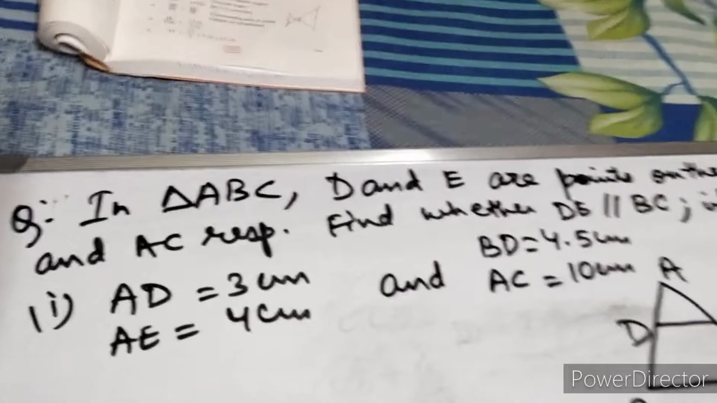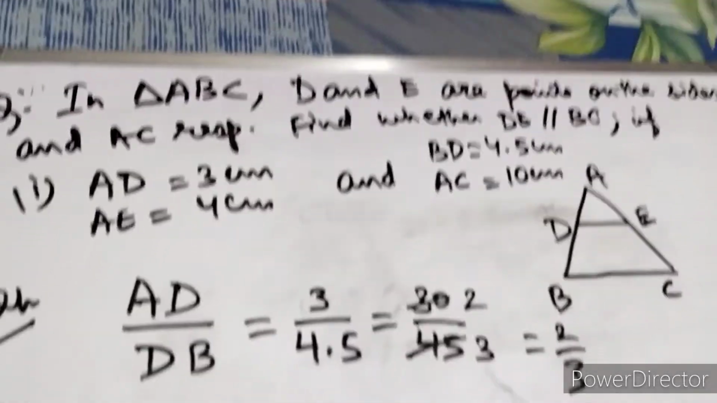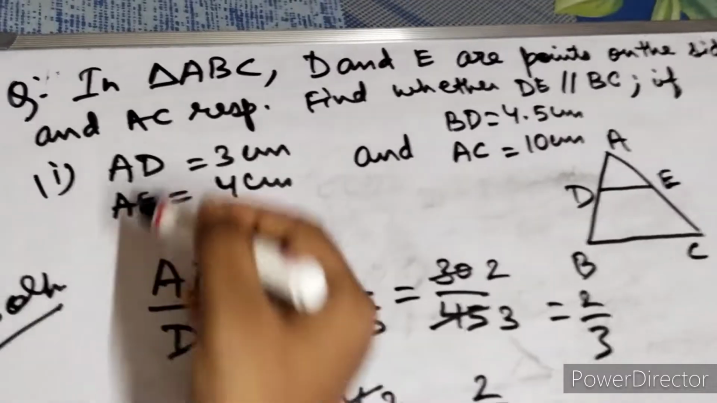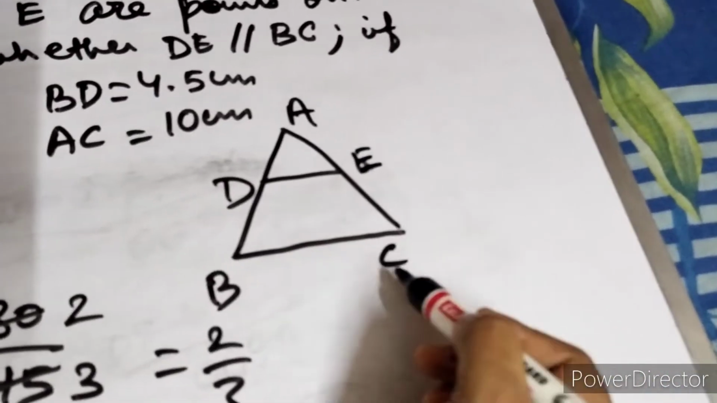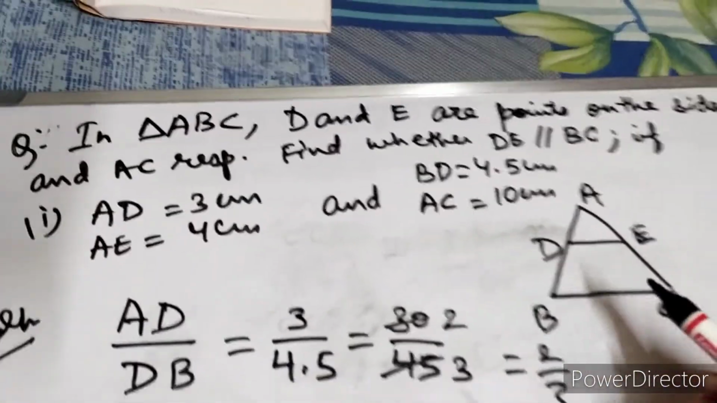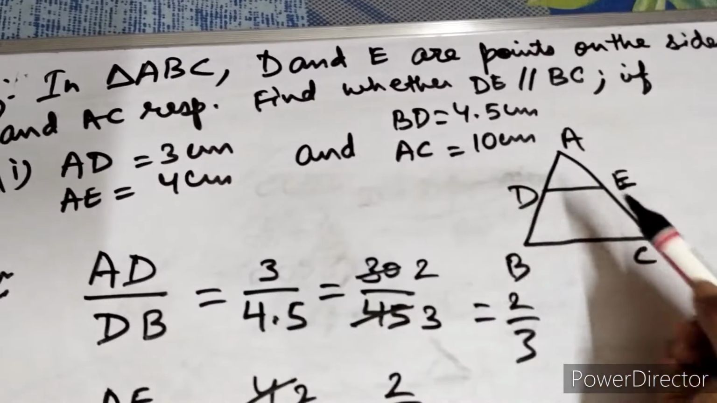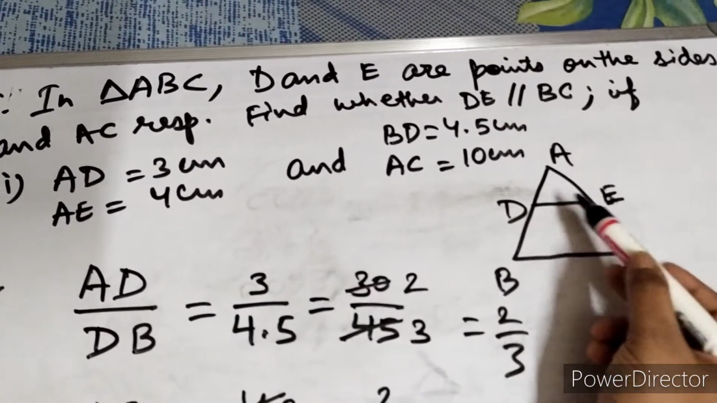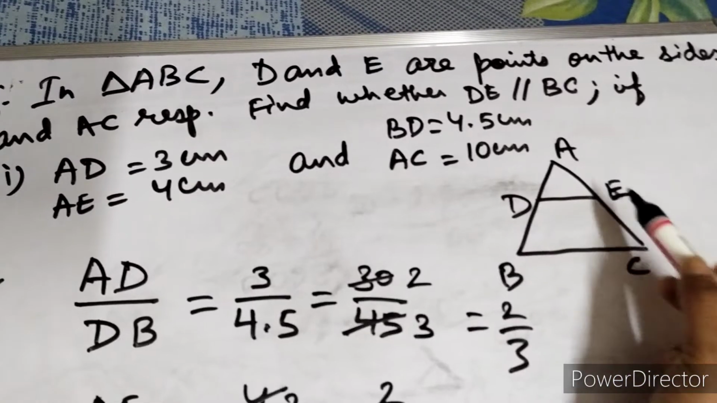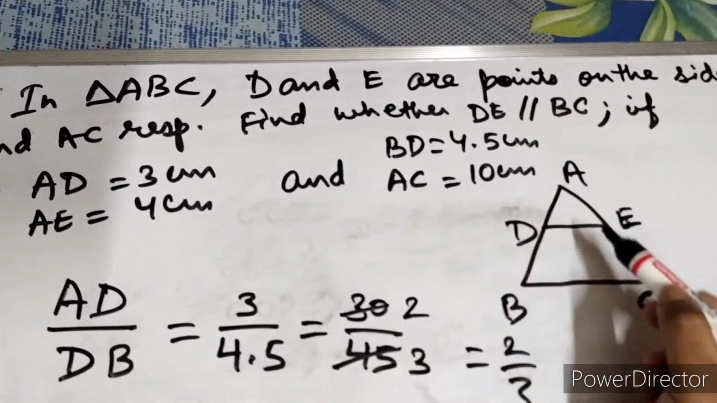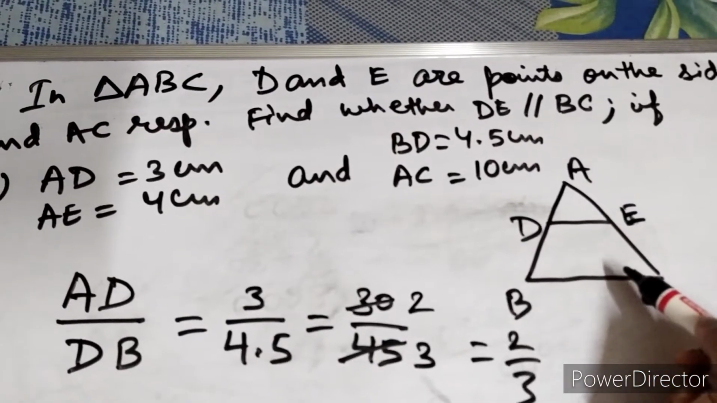Now I am considering one question which is based on Thales theorem, the converse of Thales theorem. In triangle ABC, see, this is the triangle ABC, D and E are points on the sides AB and AC respectively. Then we have to find out whether DE is parallel to BC or not.